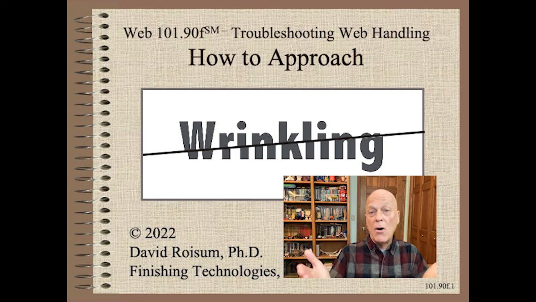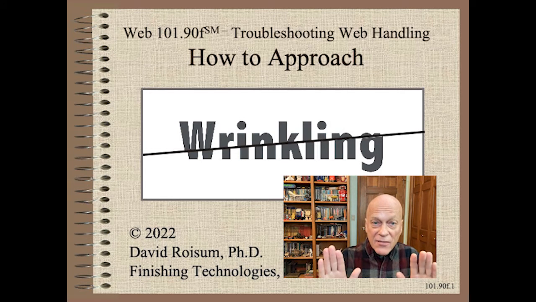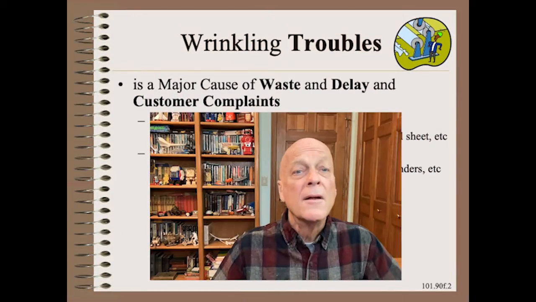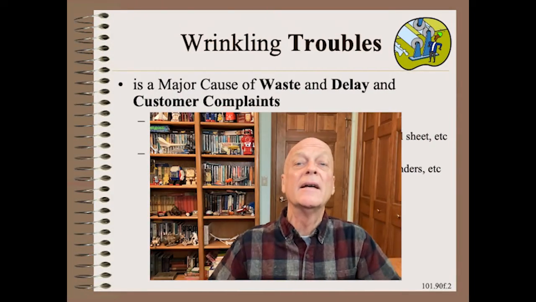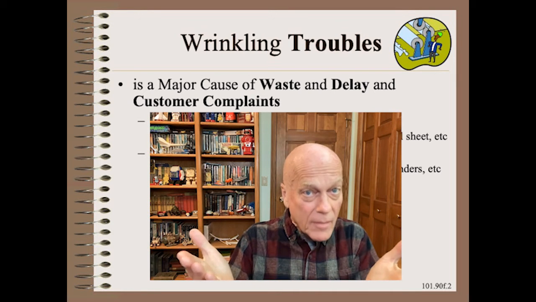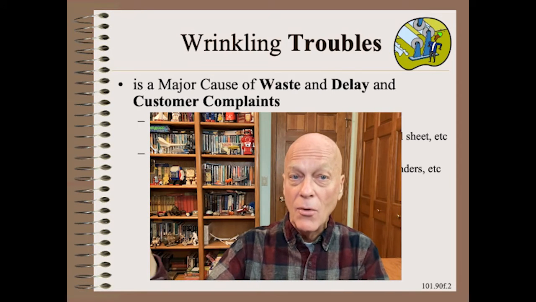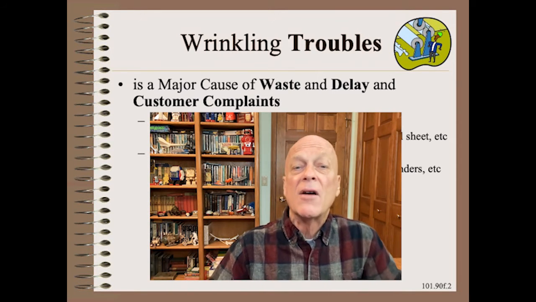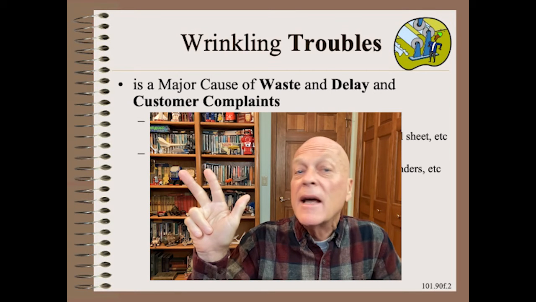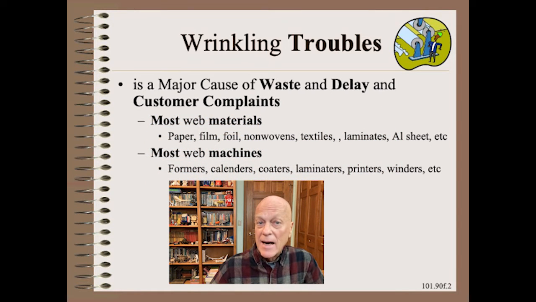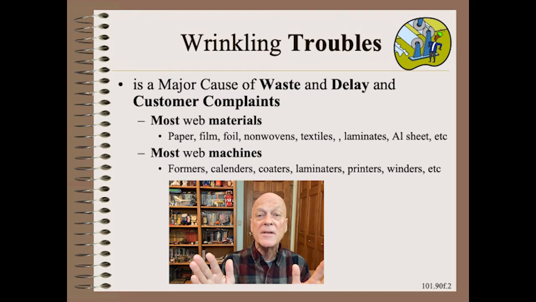Yet, of all that I teach, this condensed version of my wrinkling module could be considered the very most important. The reason is quite simple. That is, wrinkling in all of its forms may be the most costly defect in the collective web handling industries. It is often in the top 3 causes of waste, delay, and customer complaints in many plants. It will, at times, trouble almost all webs on almost all machines.